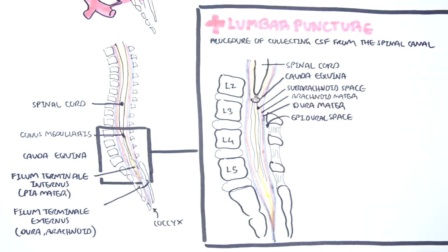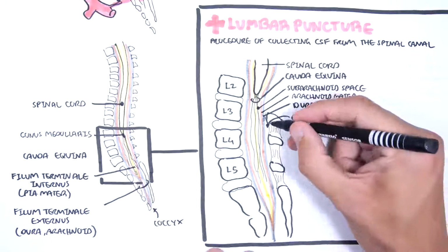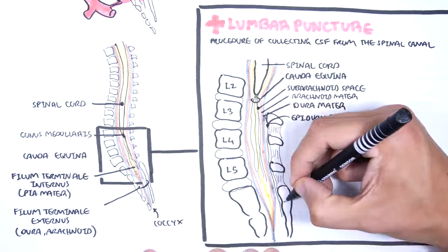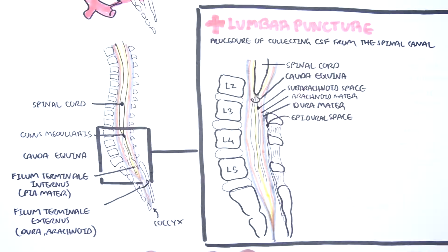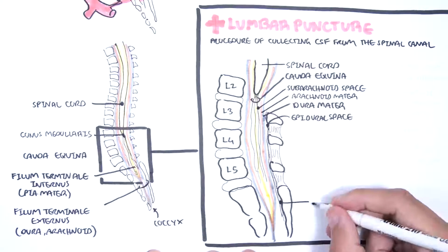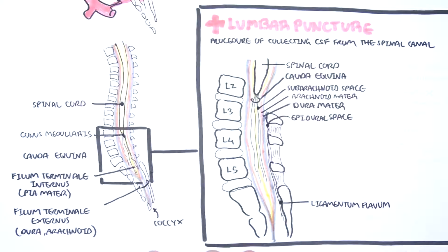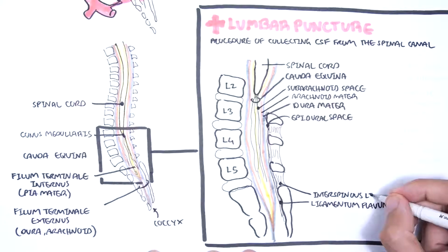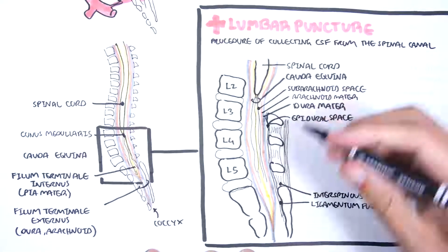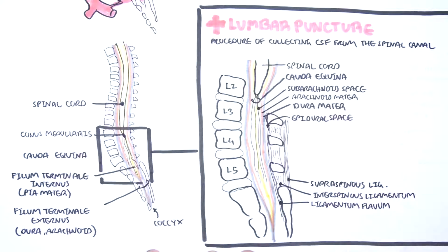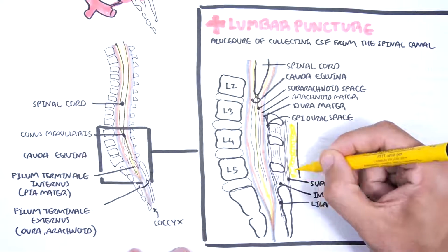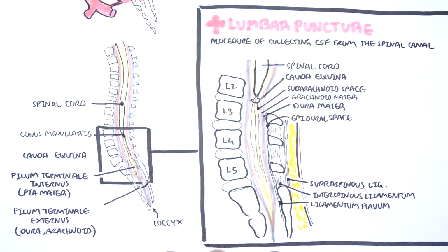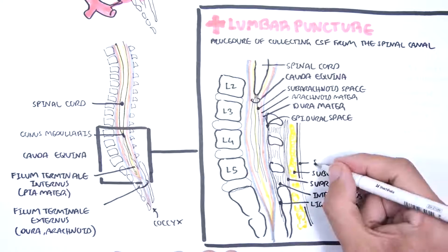Let us progress out. Let us now look at the layers after the epidural space. First, the vertebrae is supported by many ligaments. Behind the spinal cord, you have the ligamentum flavum, interspinous ligament. Then you have the supraspinous ligament. Surrounding the spinous process and the supraspinous ligament is the subcutaneous tissue, and then you have the skin.